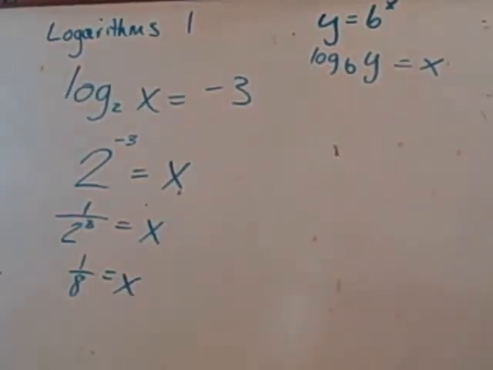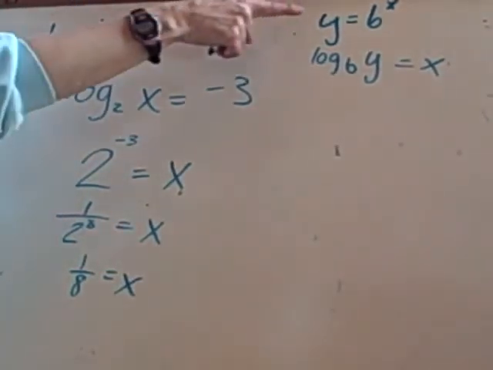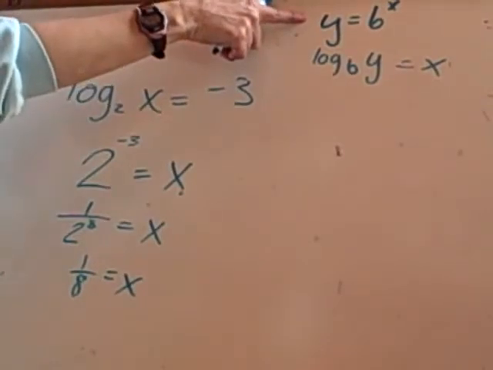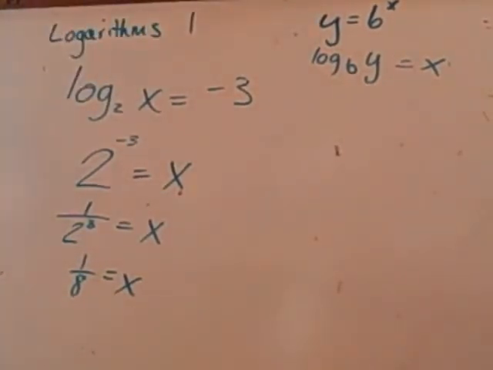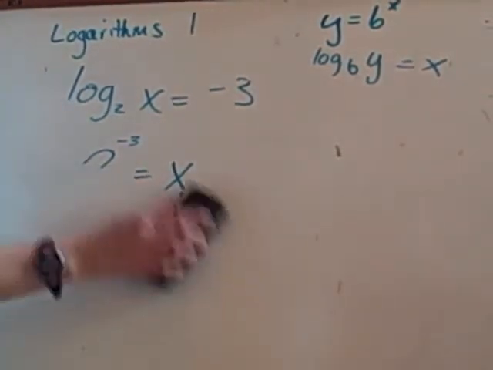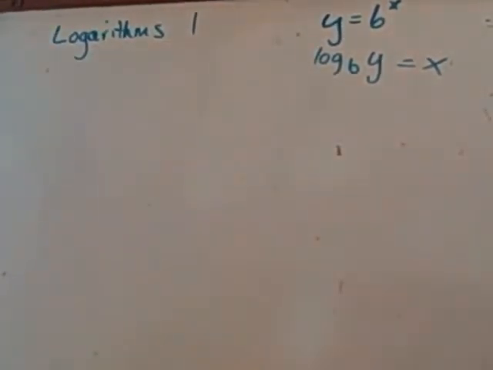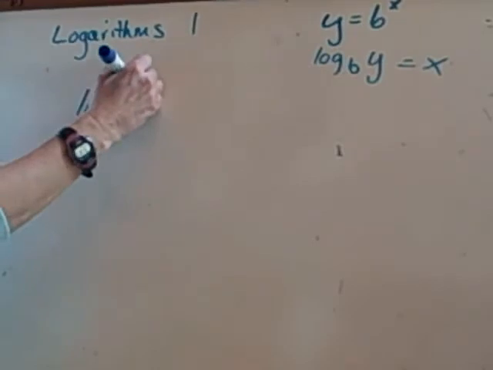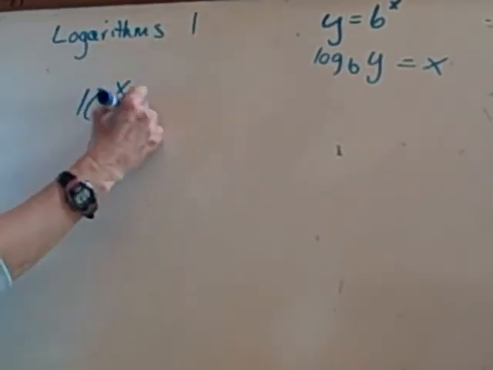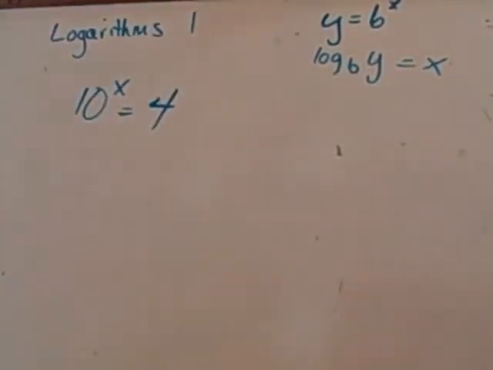All right, let's do another one. Now this is called logarithmic form. This is logarithmic form, this is exponential form. So you can kind of think of them as inverses. Okay, if I have 10 to the x equals 4, 10 raised to some power x equals 4.